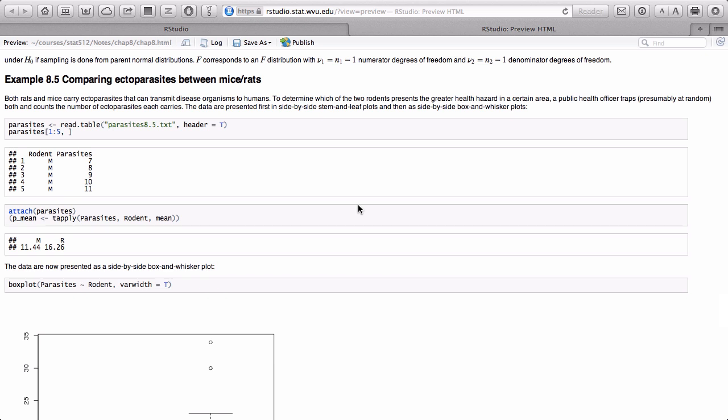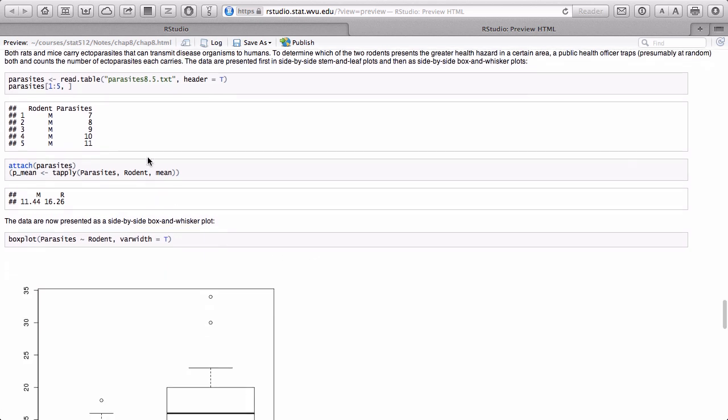Unfortunately, I don't give quite as much explanation as maybe I should here, but at any rate, we're comparing two different types of rodents, M and R. I guess it's mice and rats, but we want to know if there's a difference in the number of parasites they carry. So again, here are the parasites, and again, if this is a count, you could consider doing a log transform of this data. I'm using a new function, and there's various functions we could use.